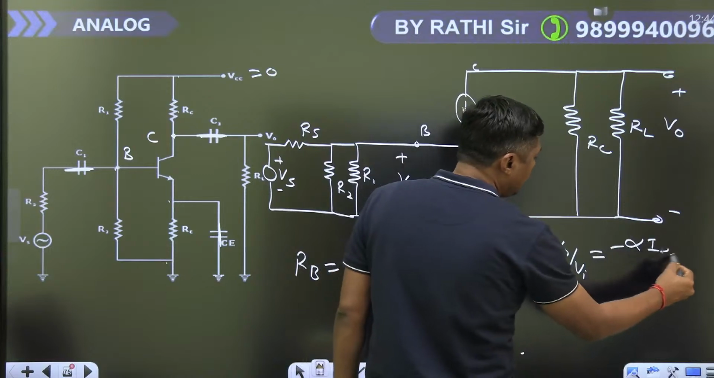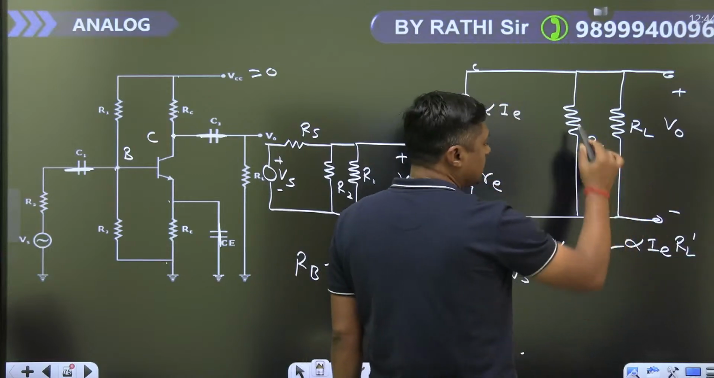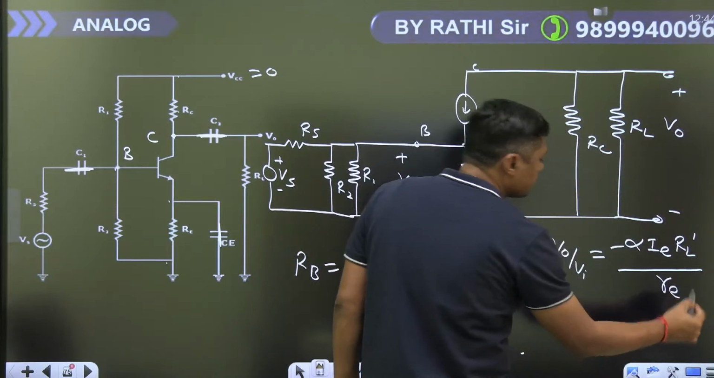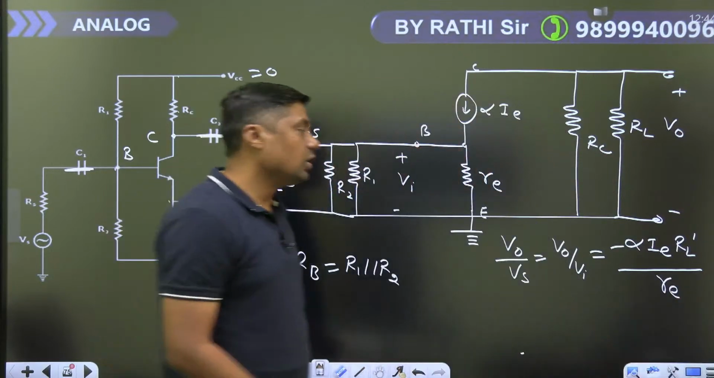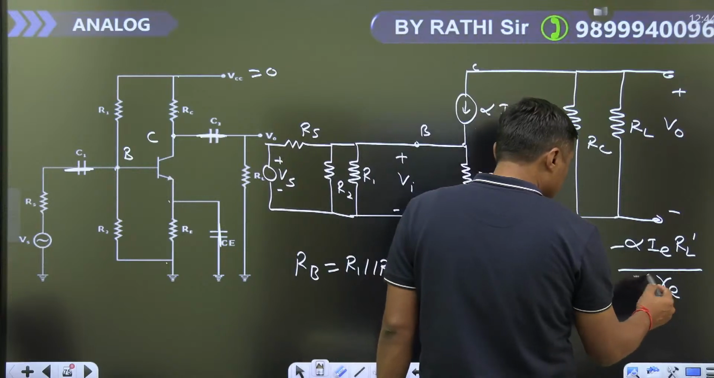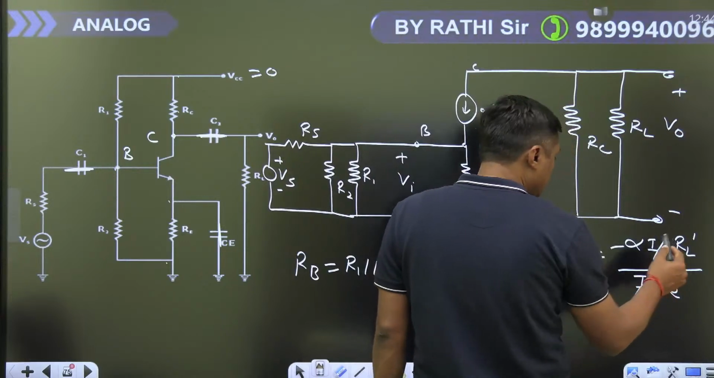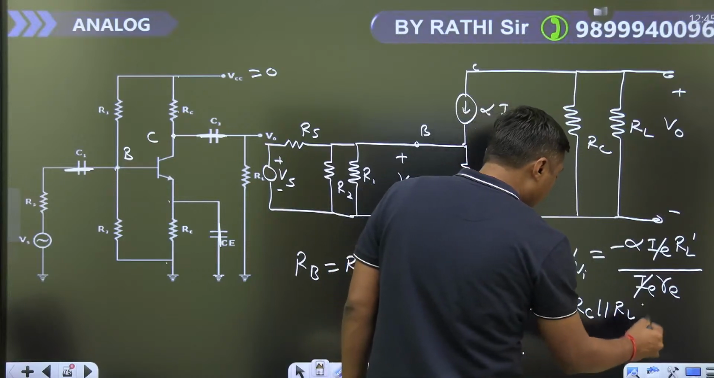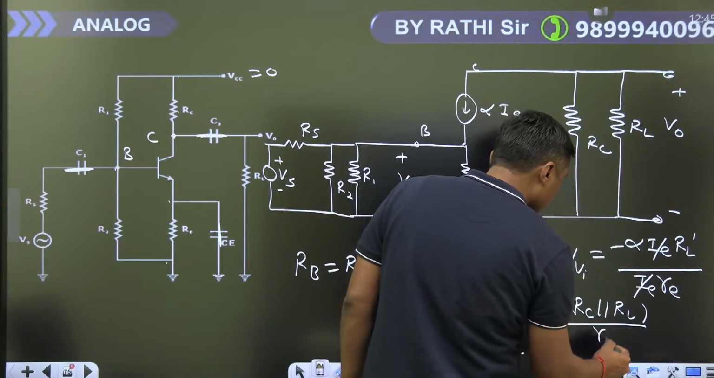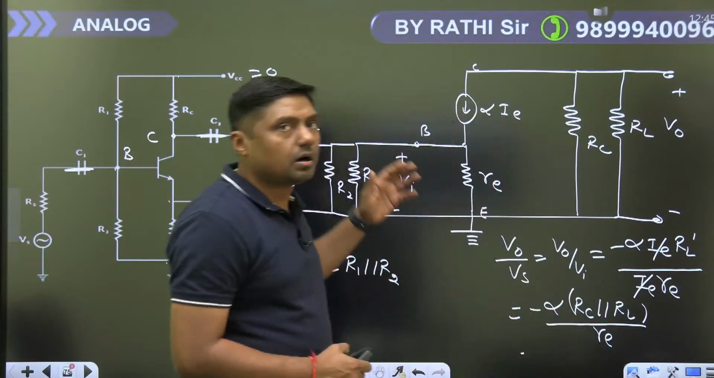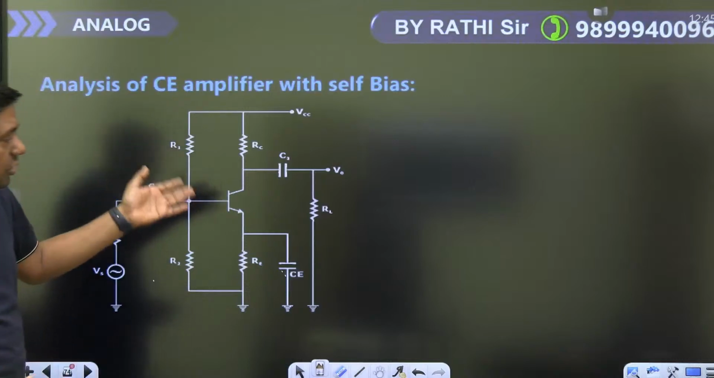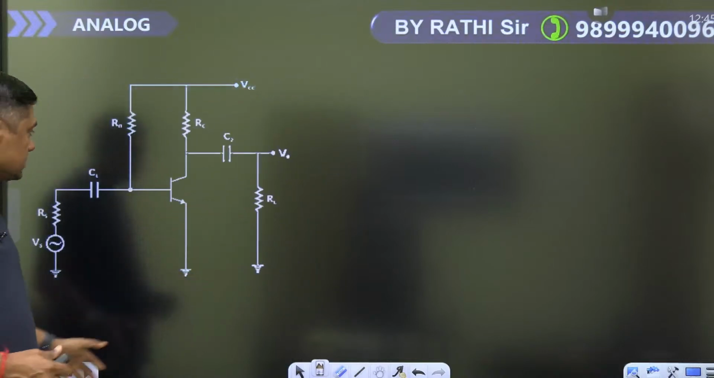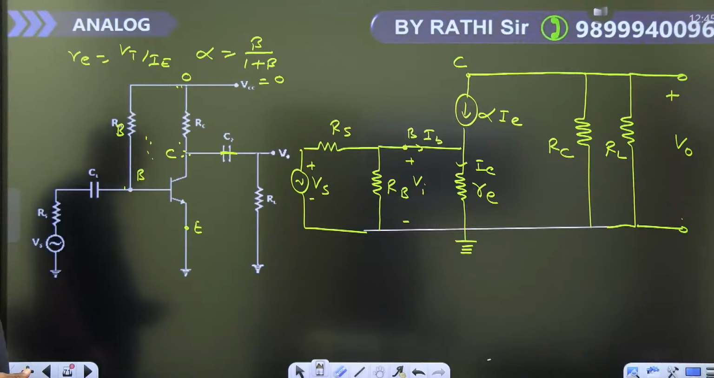Minus alpha I RL dash. What is the RL dash? RC parallel with RL upon what? Small re. Same answer. I into RE, so I cancels. Minus alpha RC parallel with RL upon RE. Same answer. If RS is present, then you have to use the same logic, just like a fixed bias circuit, guys. Now I think you can solve this type of questions.